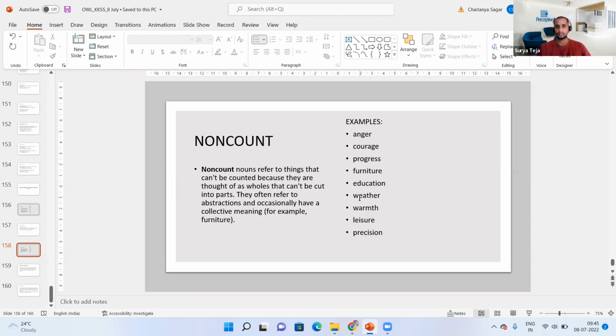And weather, you won't say weathers unless the earth has different types of weathers, if you are referring to different types of weathers in different countries. But in general, weather is expressed as a whole item. You cannot distinguish the weather, or break it into pieces, or distinguish one weather from another. Or warmth, leisure, precision. These are certain kinds of nouns which cannot be expressed in plural form. These are non-count nouns. That is the thing.